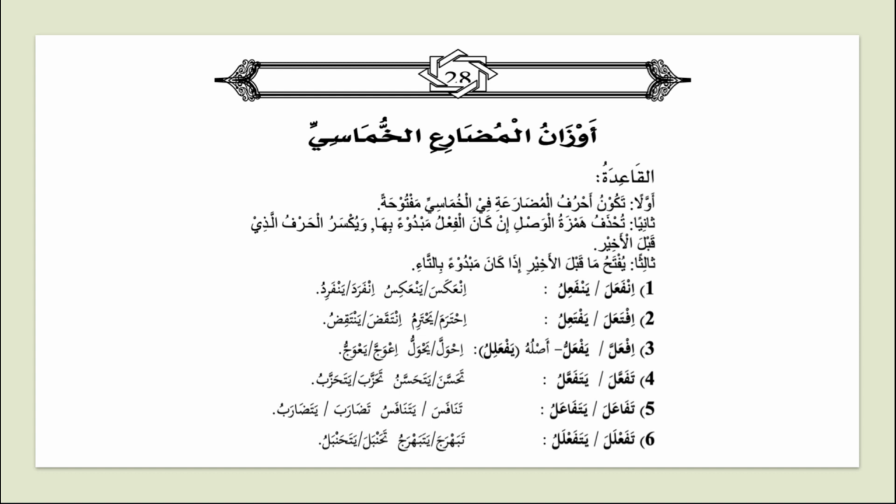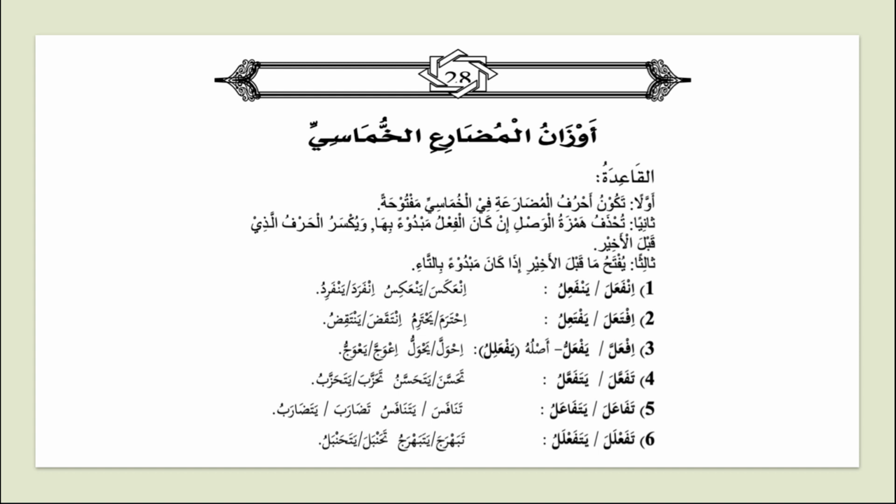Second point, ثانية تحذف همزة الوصل إذا كان الفعل مبدوءا بها. The hamzatul wasl is dropped if the verb starts with it. ويكسر الحرف الذي قبل الأخير, and the letter before the last will take a kasra. So the hamzatul wasl is dropped in the khumasi if it starts with a hamzatul wasl. You all know what hamzatul wasl is? Yeah. And the second last letter will take a kasra.